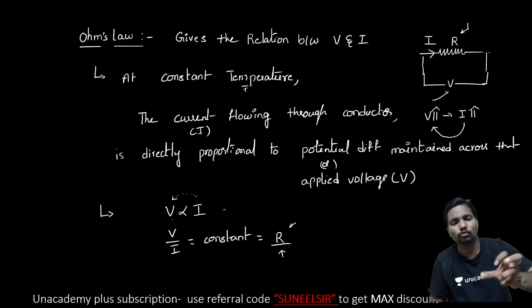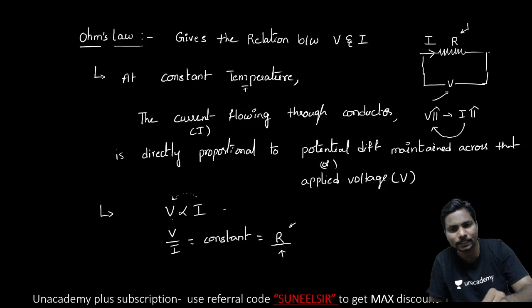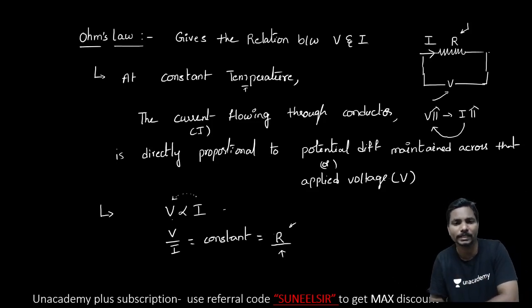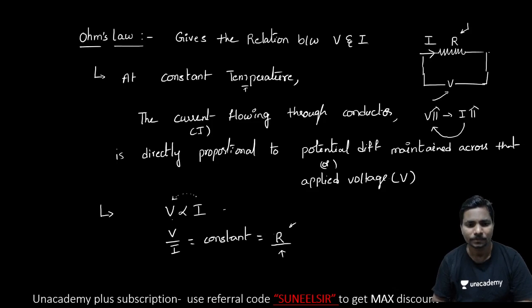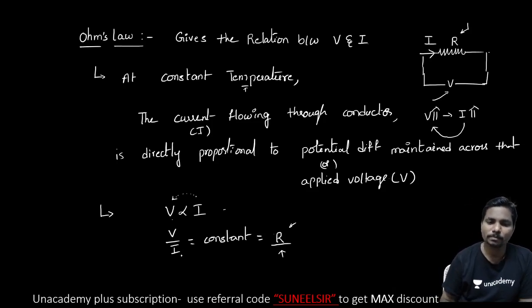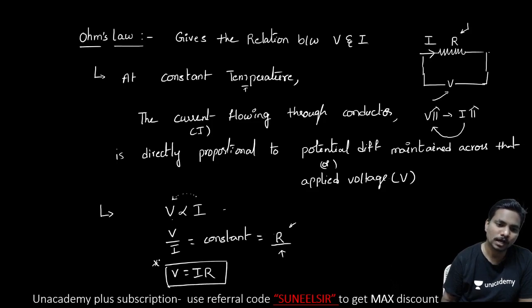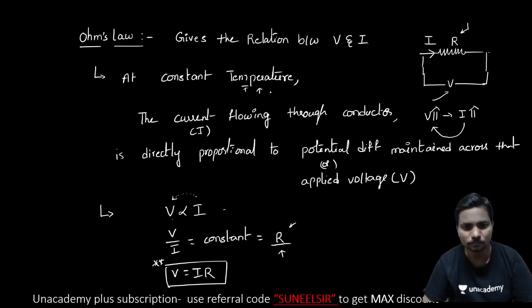So Ohm's law is applicable to conductors whose resistance values do not vary greatly with temperature. V proportional to I, or V by I is equal to R. So we can say V is equal to I into R. This is Ohm's law, where R is constant or temperature is constant. So V is equal to IR is Ohm's law.